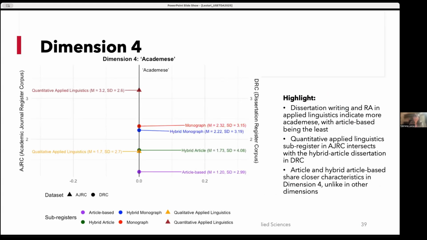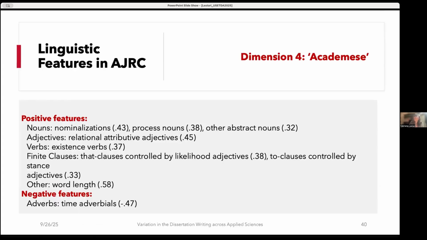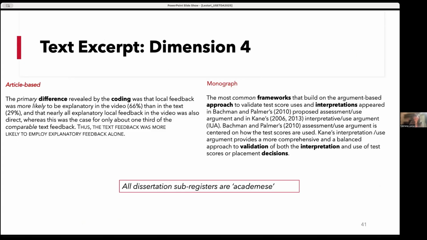This is the result of dimension 4, academicy and less academicy. And I found that all of the dissertations in applied linguistics are empirical studies, so they indicate more of the academicy style. I am not exploring dimension 4 quite much because this is very preliminary and I could not find a lot of variations in academicy. And so this will lead us to examples of dimension 4.